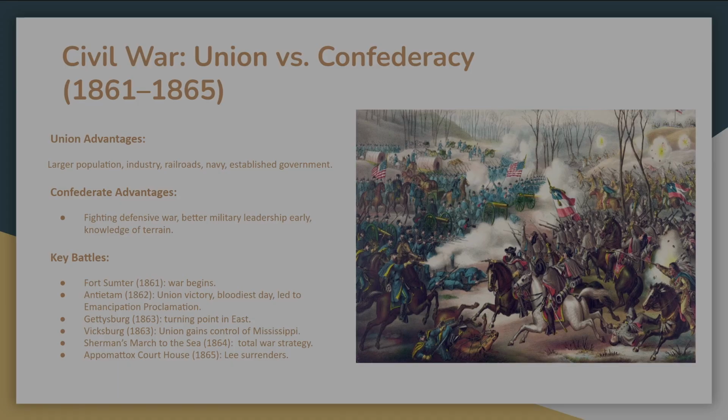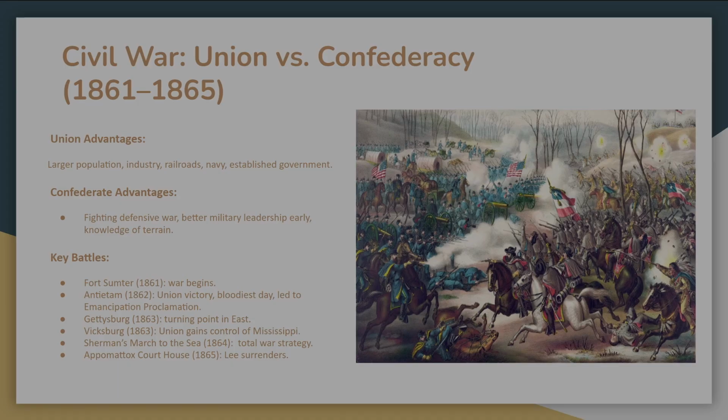The Union advantages in the war were a larger population, industry, railroads, navy, and established government. Confederate advantages included that they were fighting a defensive war in their own territory. They had better military leadership early and knowledge of terrain.